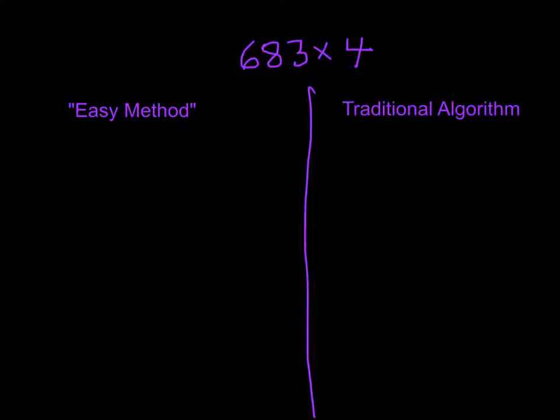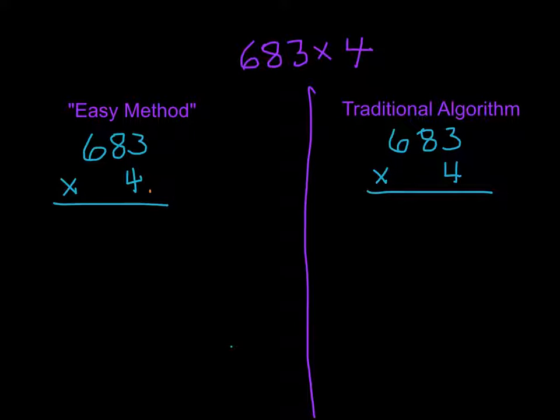Okay, let's look at another example. Here we have 683 times 4. And let's review what it looked like with the easy method. Written, 4 times 3 is 12. Both parts go down below. 4 times 80, remember this would be an 80. 4 times 8 is 32 plus the 0. All of that goes down below. 4 times 6, which is really 600, is 2,400. So I write that down below.